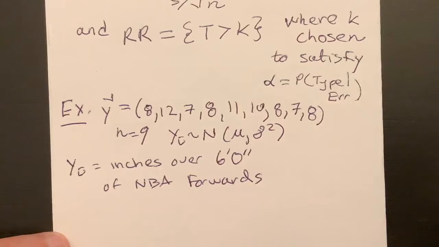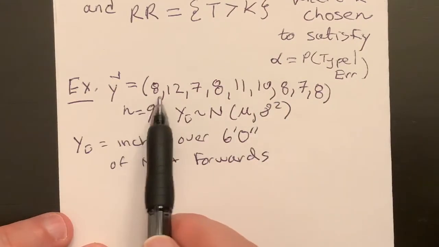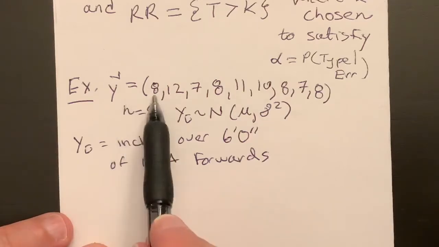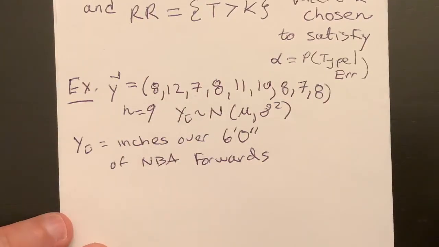So this is the forward position. I took 9 players. I took their height, how many inches they are over 6 feet. So 6 feet 8 inches, 7 feet, 6 feet 7. And we'd like to do a test to see if it's reasonable to claim that the current NBA forward in the league, its mean height is bigger than 6 feet 8 inches.